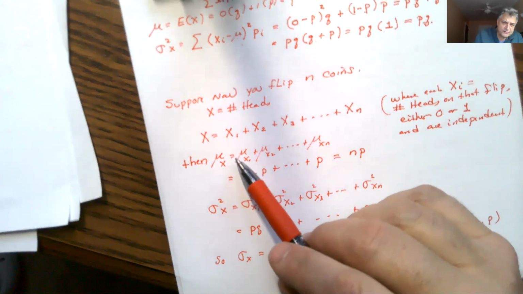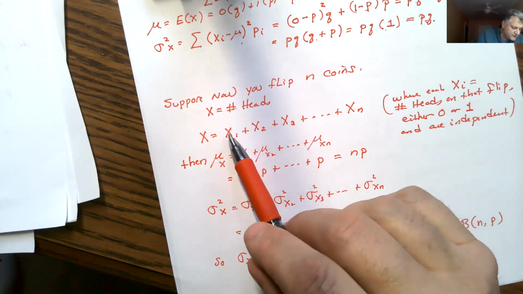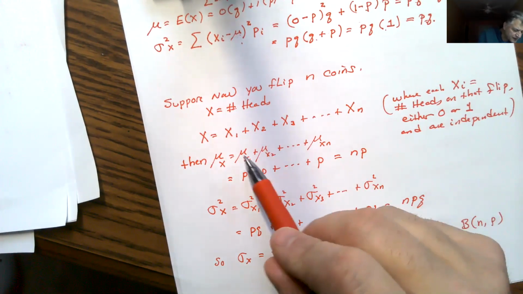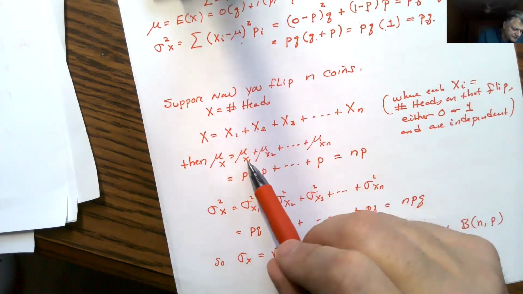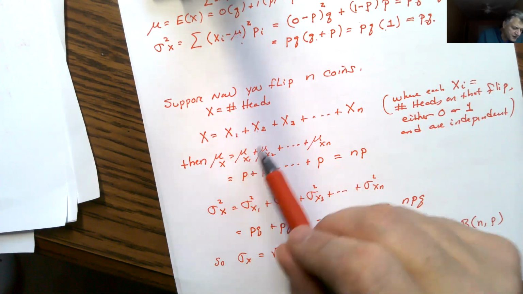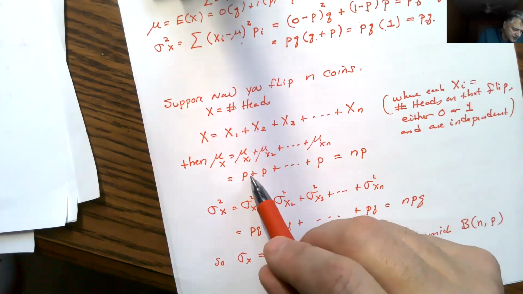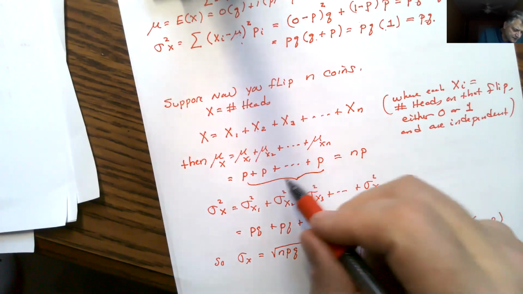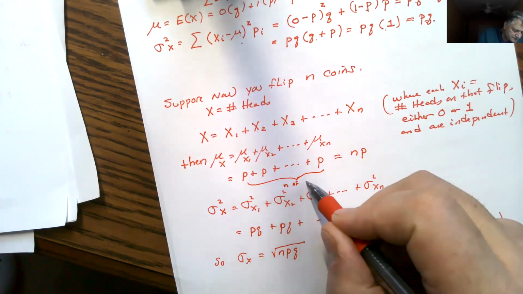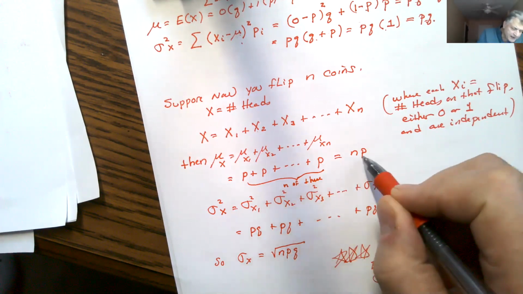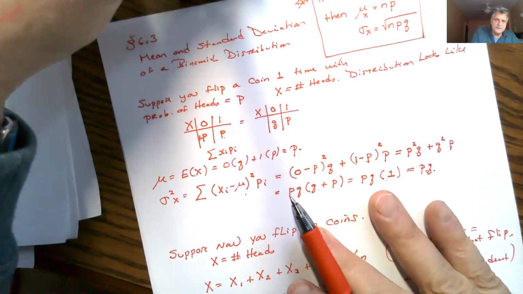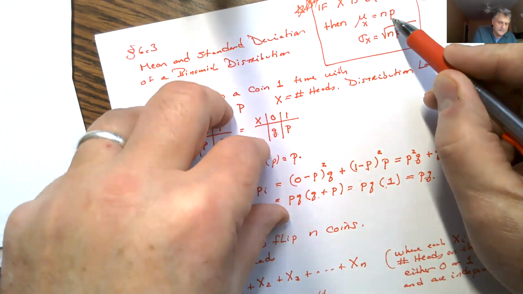So mu sub x, from the formula we had before, is mu of x1 plus mu of x2 plus mu of x3 and so forth. Since for each of these the mu was p, we get p plus p and so forth. We have n of these, so this equals np. That's what we got up here. All right.